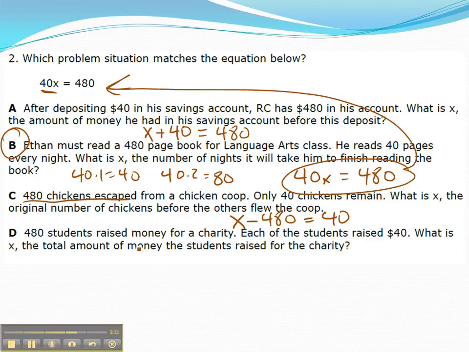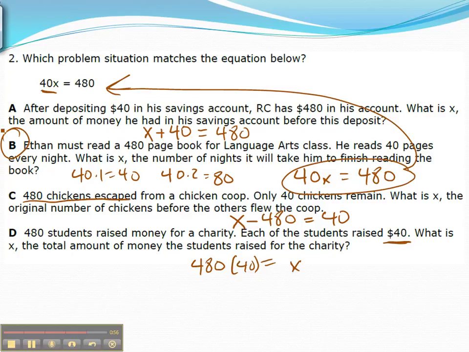Answer choice D says 480 students raised money for a charity. Each of the students raised $40. What is X, the total amount of money the students raised for the charity? Now this one is multiplication, but it's 480 students times the amount they each raised, which is $40 each, will equal some large number. So the product will be fairly large, but the product is X. The total amount is X. So while this is the correct operation, it does not match the equation.